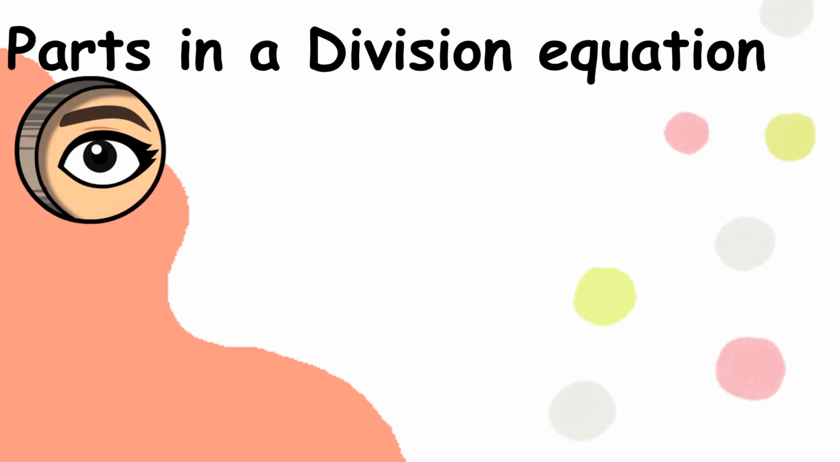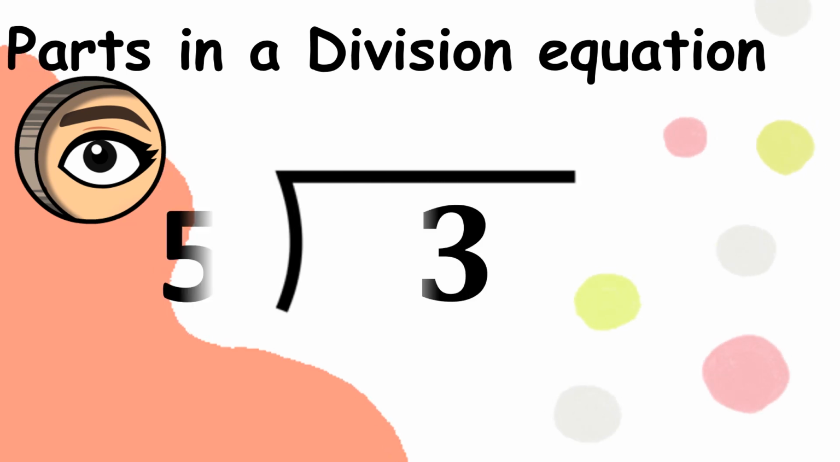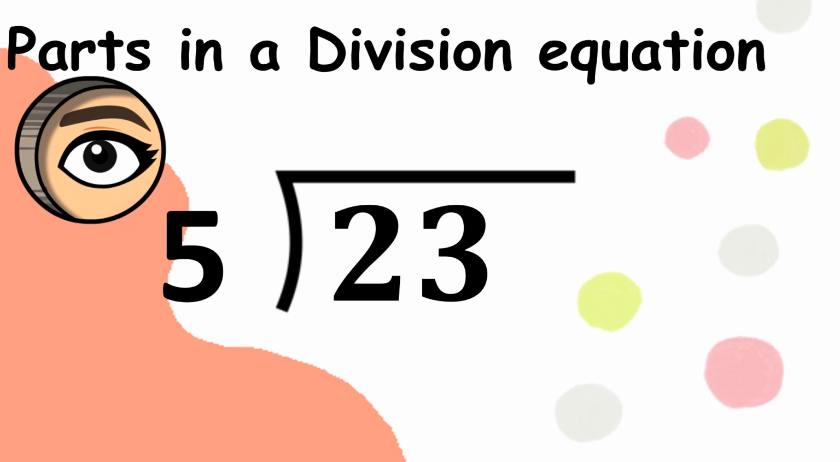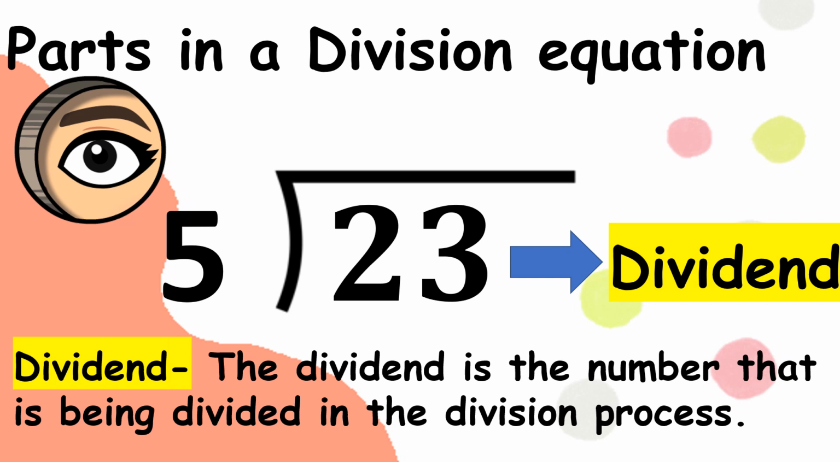So what are the parts in a division equation? So first, we have the division symbol. Inside the division symbol is what we call the dividend. And what is the dividend? Dividend is the number that is being divided in the division process. And take note, class, that the dividend is the bigger number.